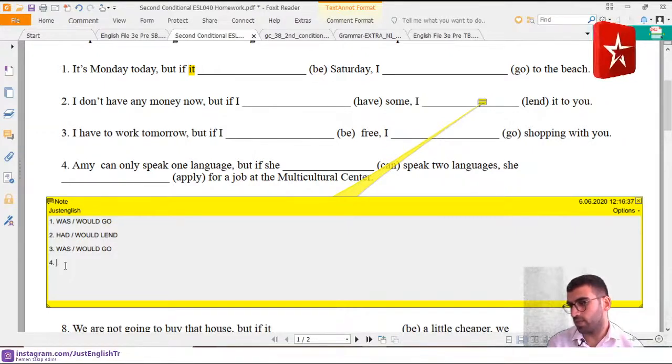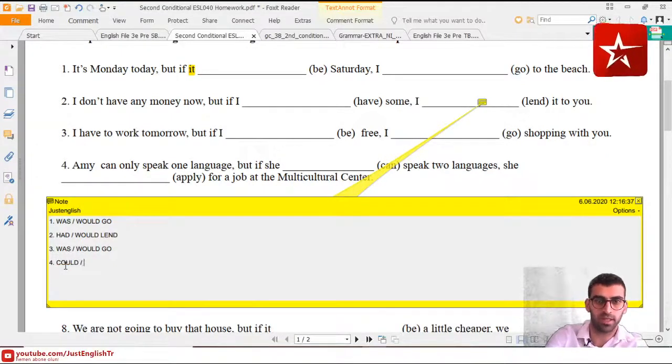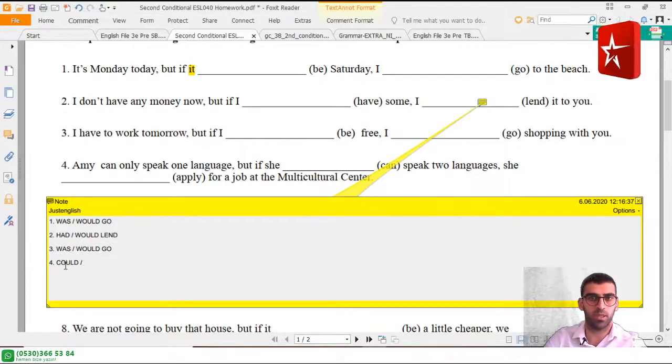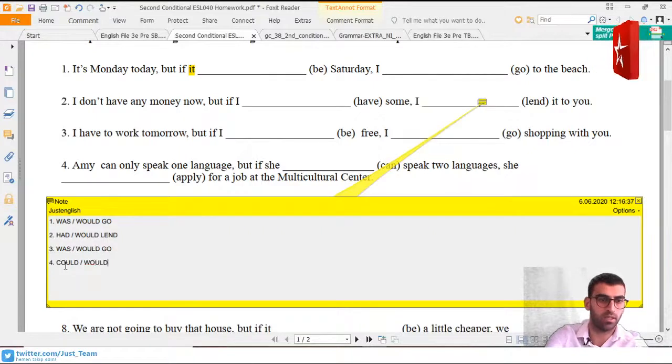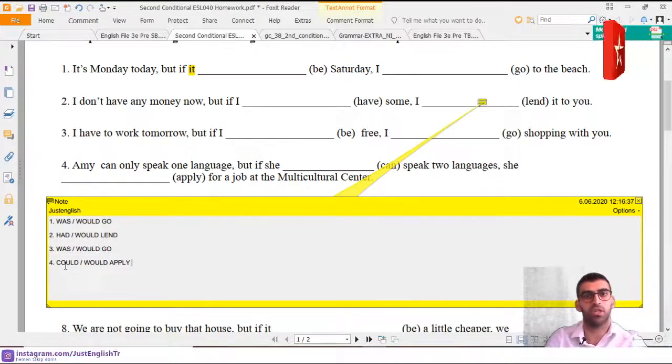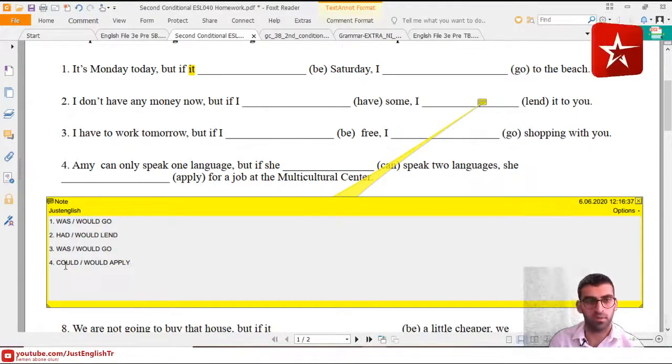Tuko says could and would apply. Not only Tuko, but also Gülsafa and Sıla, they say the same. Yes, that's the correct answer. Can in the past simple is could. Amy can only speak one language, but if she could speak 2 languages, she would apply for a job at the multicultural center. That is the correct answer for number 4.